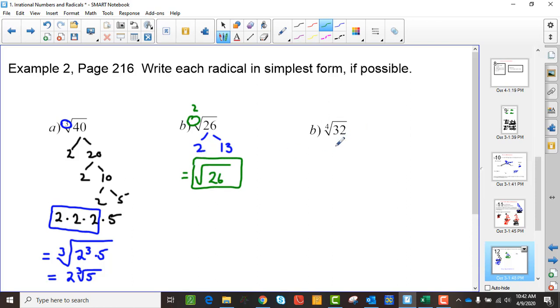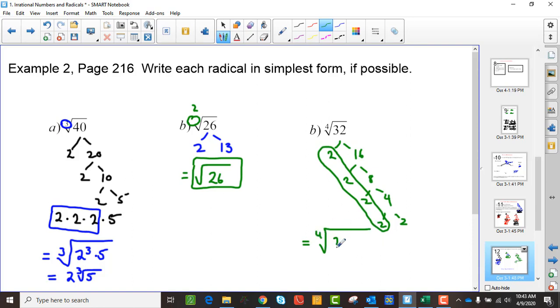Okay? The 4th root of 32, 32 is 2 times 16. 16 is 2 times 8, and 8 is 2 times 4, and 4 is 2 times 2. All right? So I group a group of 4, 2 times 2 times 2 times 2, and I get the 4th root of 2 to the 4th, and then times 2, because there's this 2 left over. And so that becomes 2 4th root of 2.